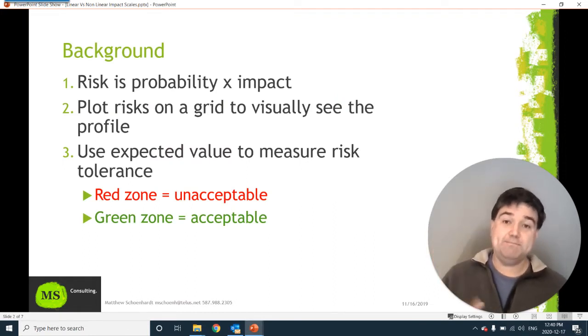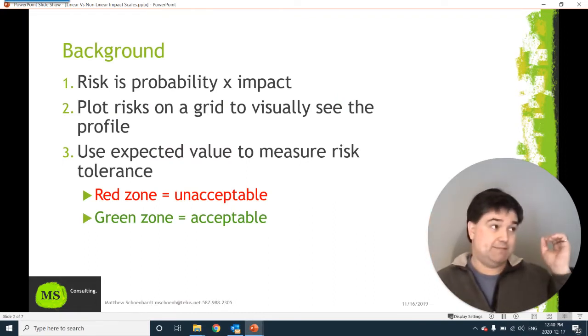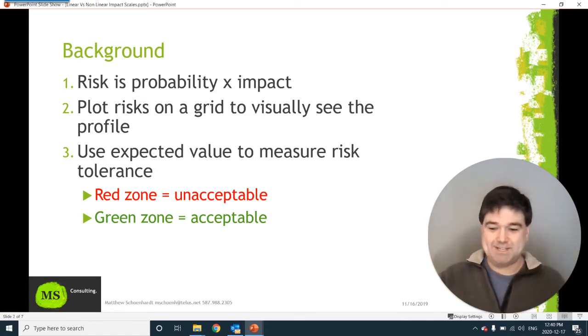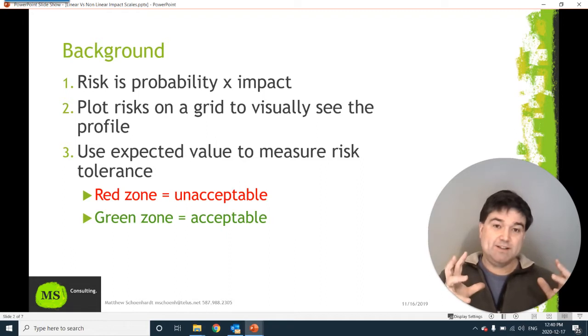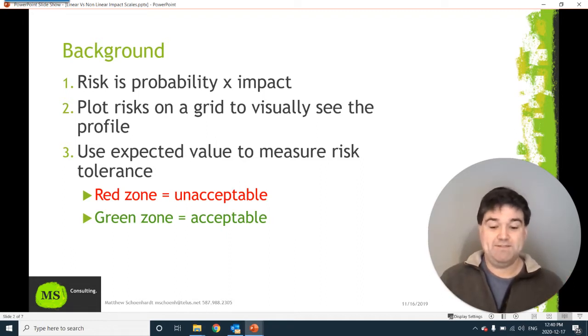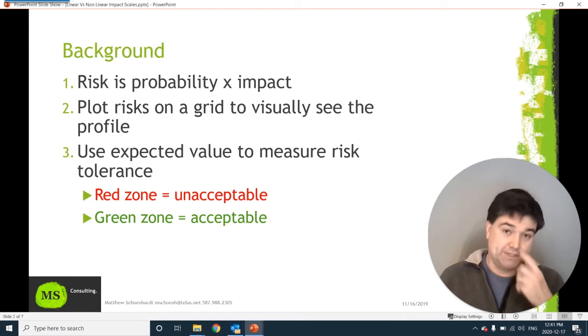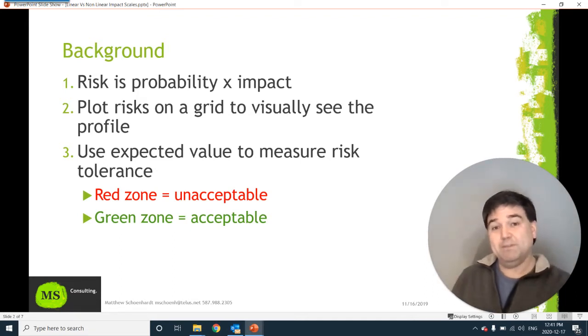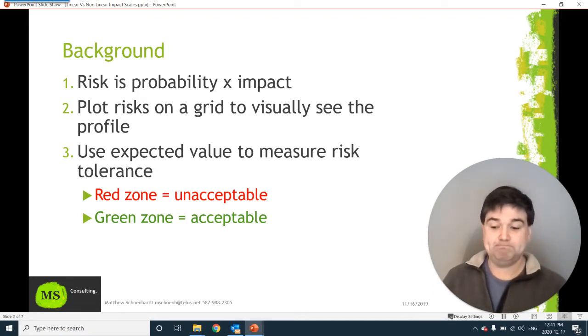A risk is defined as its probability times its impact. And the bigger the probability and the bigger the impact, the bigger the risk. Once we've determined their probability and impact, we plot the risks on a grid so we can visually see where the most important risks are. Then we use this probability, impact and the expected value to measure our risk tolerance. And we color code that grid with red at the top right-hand for unacceptable risks, going all the way down to green in the bottom left-hand corner for acceptable risks.